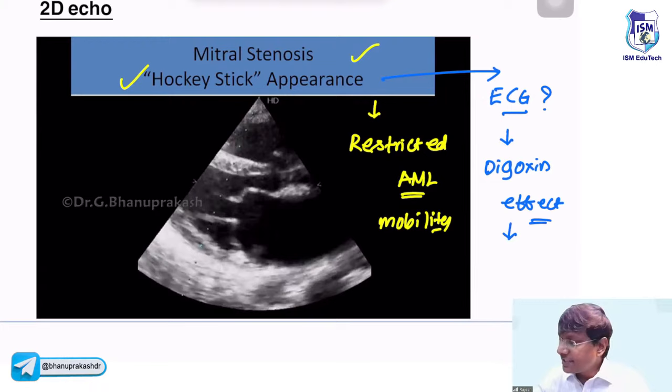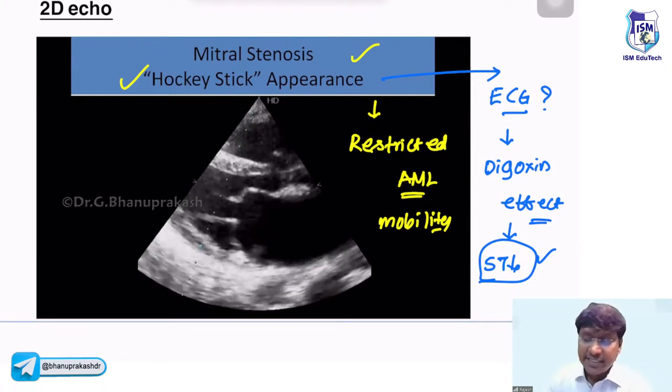And what exactly is that? That is ST segment depression. The ST segment depression that you observe in case of digoxin effect appears similar to a hockey stick, and that is what is called the hockey stick appearance. So two points now. Hockey stick appearance in the 2D echo, that is mitral stenosis. Hockey stick appearance in the ECG, that will be your digoxin effect.